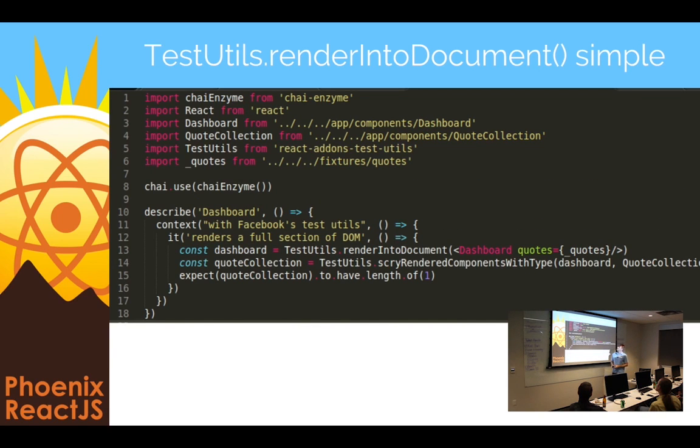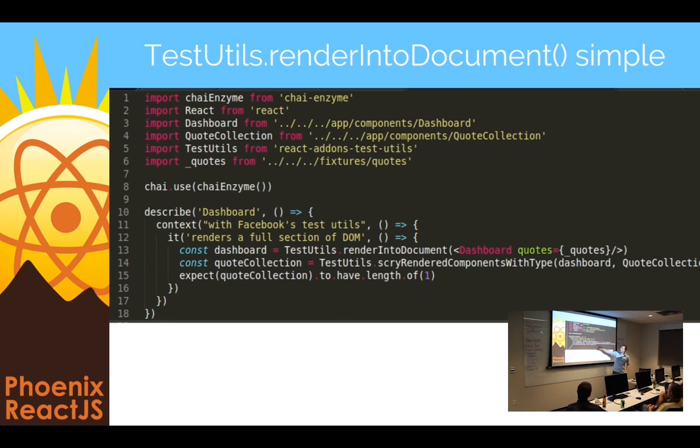All right. So if you want to render something and then test it, you're going to use this test utils render into document method. How you guys doing in the back? Can you read that? Okay, good. So you can see I've got this dashboard, and I'm passing in the quotes as props, okay? So this is returning a React component. And then we can do things on this React component, such as start looking through it.